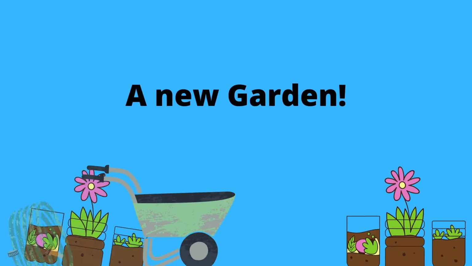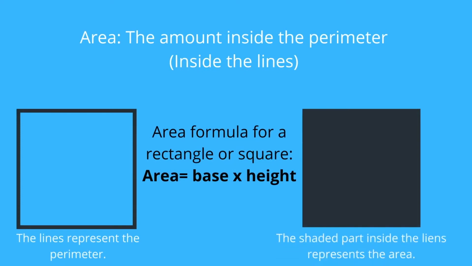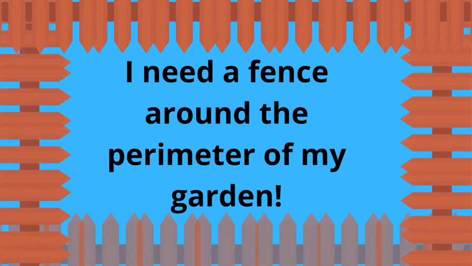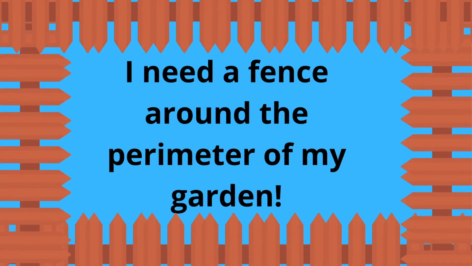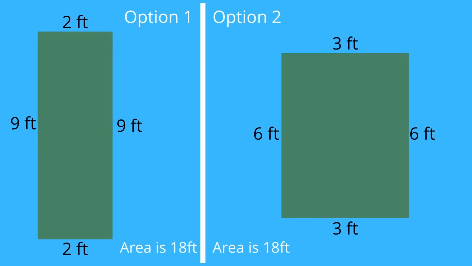Thank you so much for helping me with that problem. Could you help me with one more problem I have? You can? Yay! I'm trying to put a garden in my backyard. I want an area of 18 feet. The area is the amount inside the perimeter. I need to put a fence around the perimeter of the garden. However, this fence is expensive, and so I want to find a shape with the smallest perimeter.